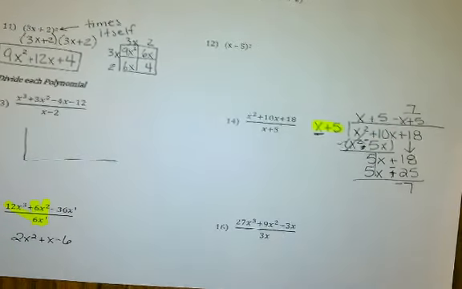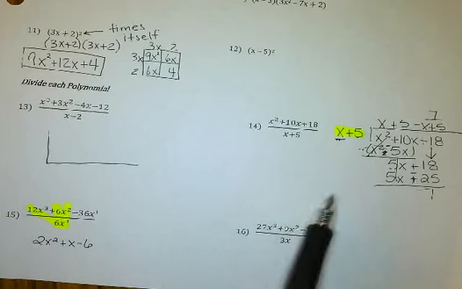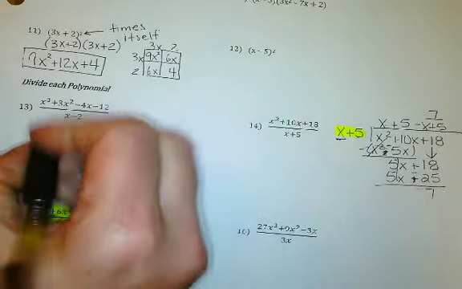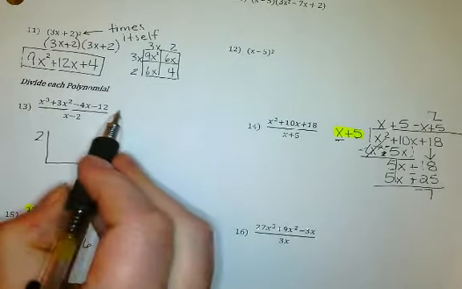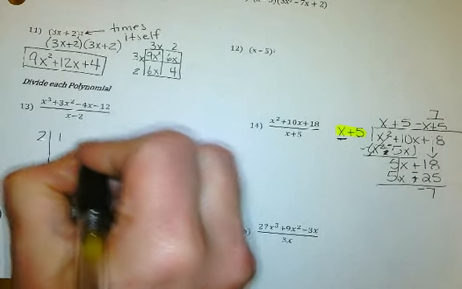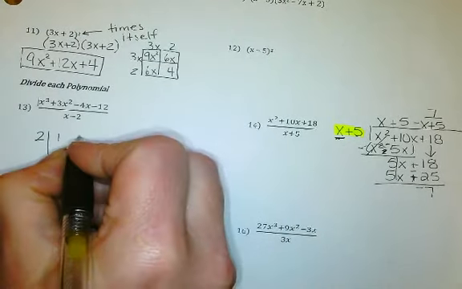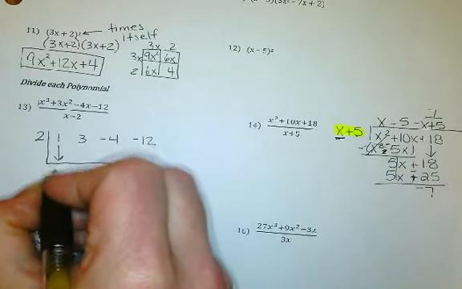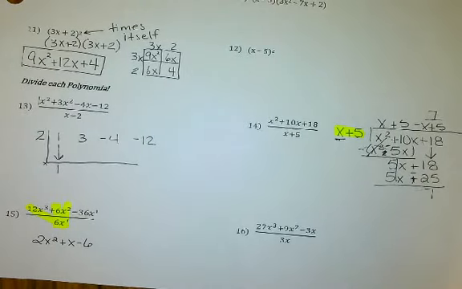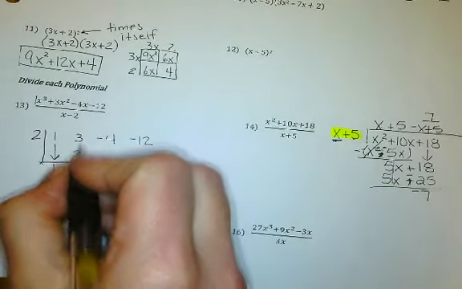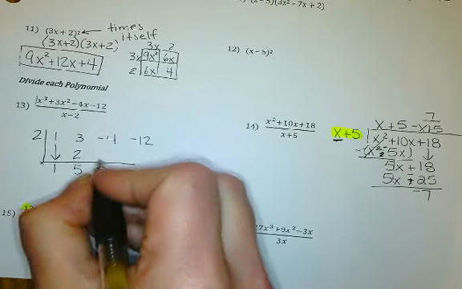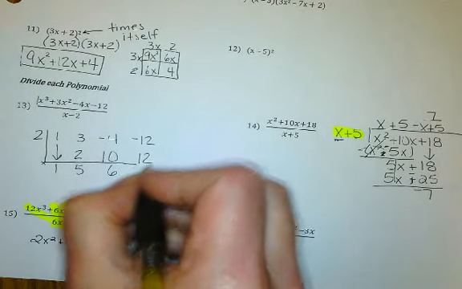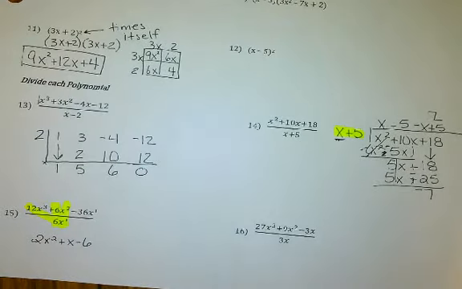Okay, so if I come back down to the synthetic, just like I was having to flip things over here, I have to flip it over here. So instead of negative 2, I'm going to use a 2, and then I'm going to list out my coefficients and my constants. So the first one would be a 1, so that's a 1, 3, negative 4, and negative 12. Alright, so I'm going to drop that, and remember, you're multiplying everything on the outside. So 2 times 1 is 2, and then I'm going to combine. 2 times 5 is 10, and then I combine. 2 times 6 is 12, and I combine. So there's not a remainder there.